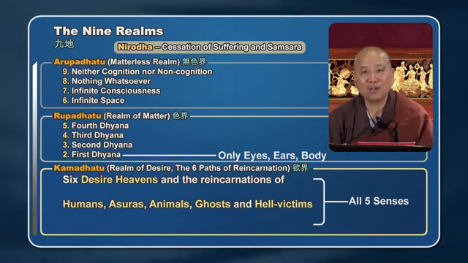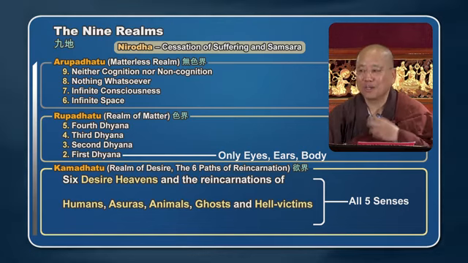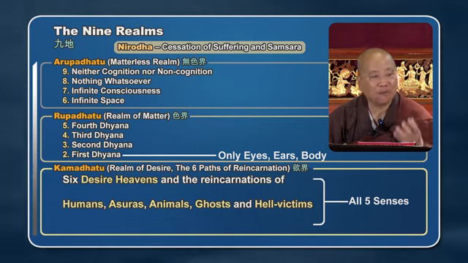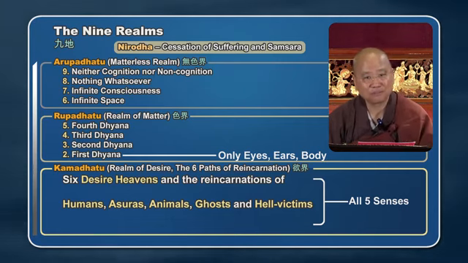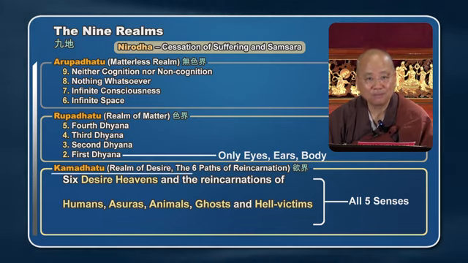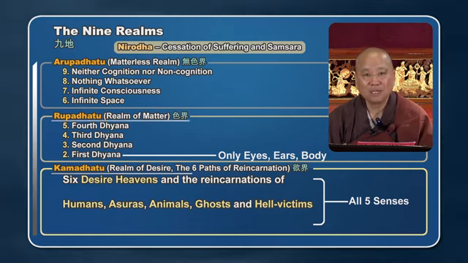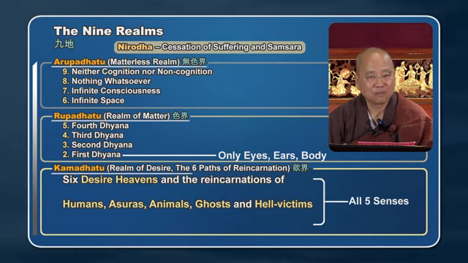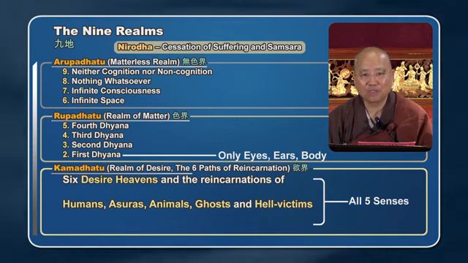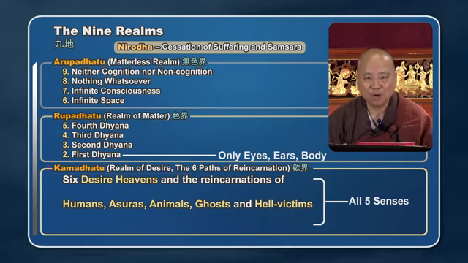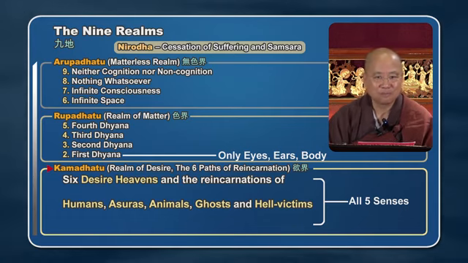So let's analyze the 9 realms in order to understand the realm of activities of the first 5 consciousnesses. We are living in 3 worlds: the world of desire, or the realm of desire, the world of matter or of form, and the world of no matter, the matterless realm, the formless realm. So there are 3 levels of existence, and we are only in here, the lowest level.